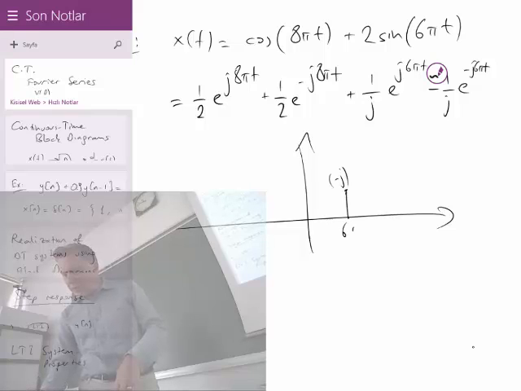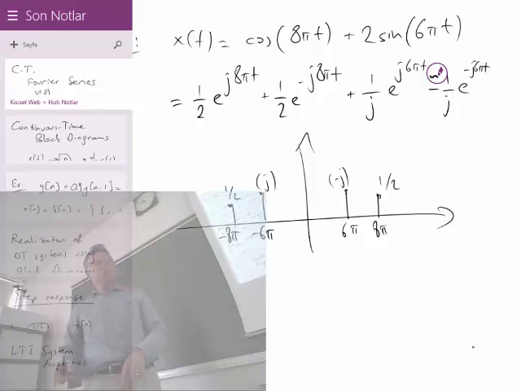Minus j at 6 pi. At 8 pi I have a 1 over 2. At minus 6 pi I have a plus j, and a 1 over 2 at minus 8 pi. If you're uncomfortable with the minus j representation, it must be the negative of the j. Just put it downwards if you wish. But it's complex anyway, so just indicate the magnitude.